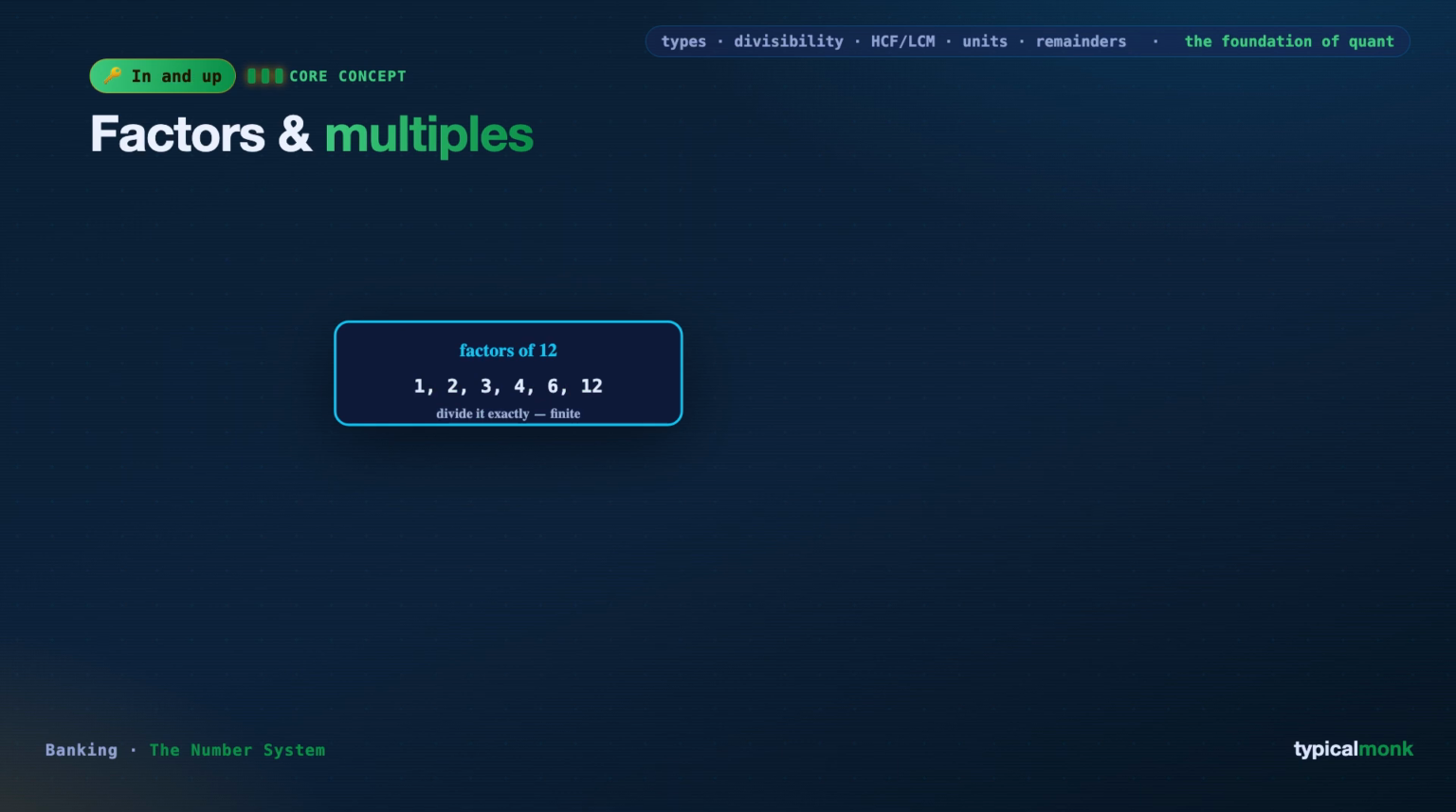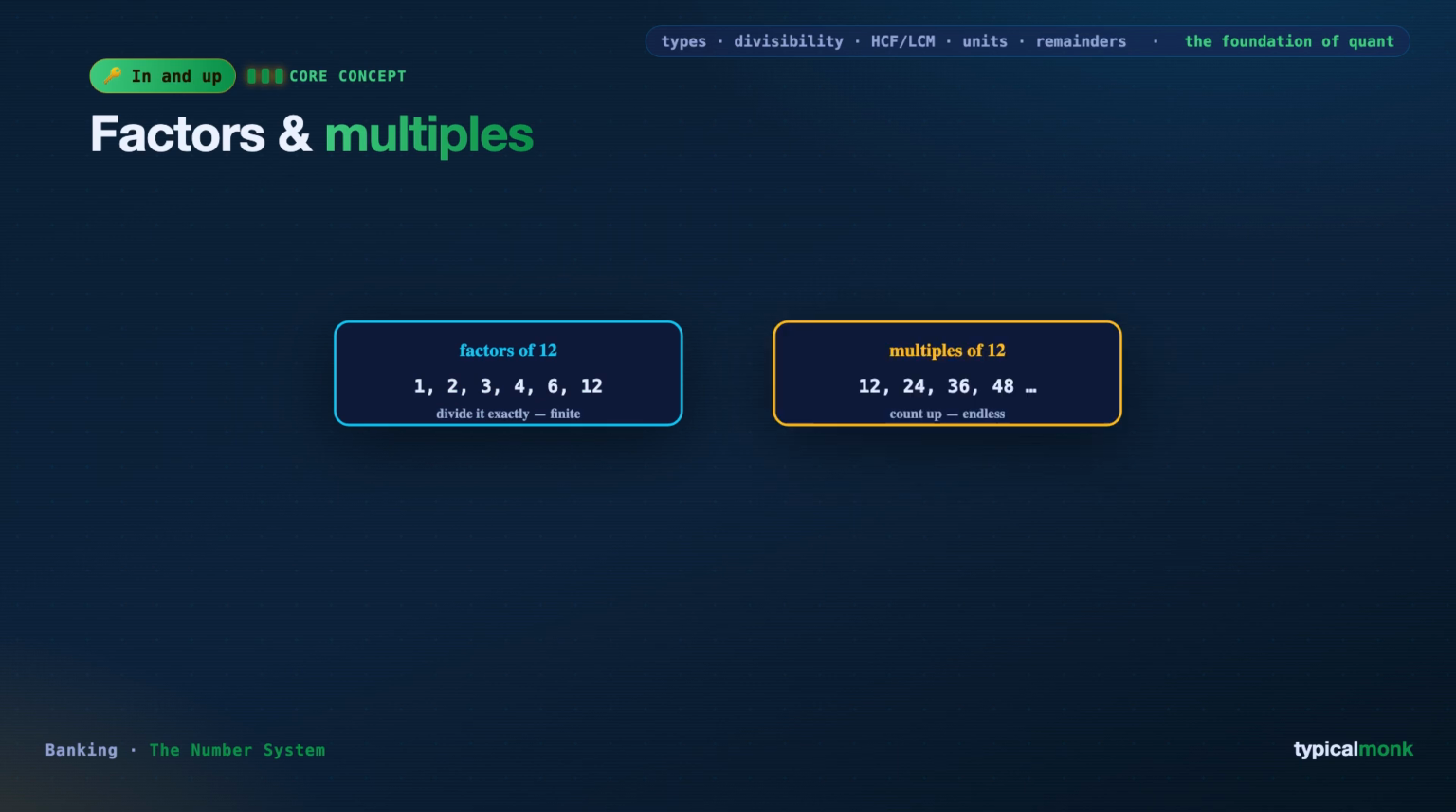The factors of a number are the numbers that divide it exactly, leaving no remainder. Take 12. It is divided evenly by 1, 2, 3, 4, 6, and 12, so those are its factors. Notice two things. Factors divide into the number, so you go inward, and the list is finite. 12 has exactly 6 factors and no more. Factors are the building blocks a number can be broken down into.